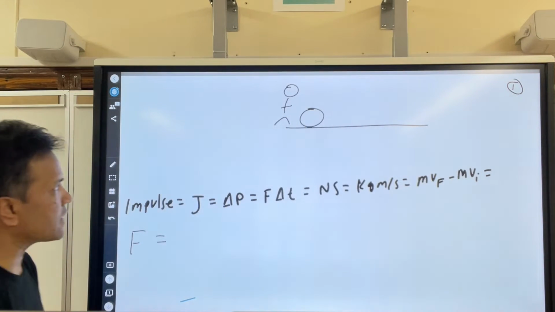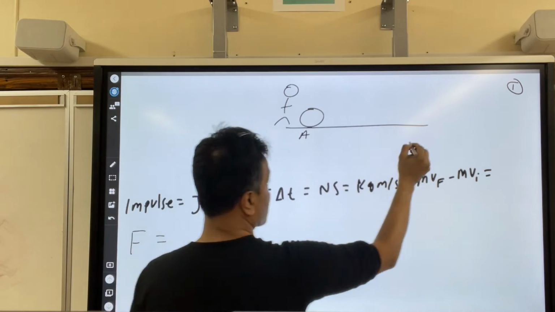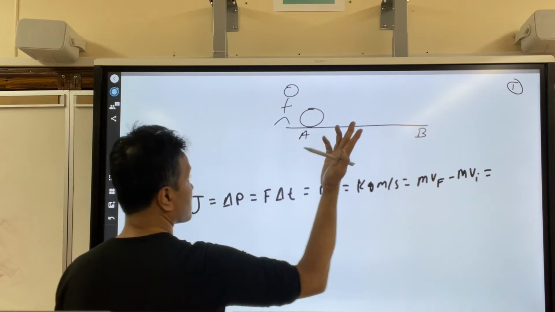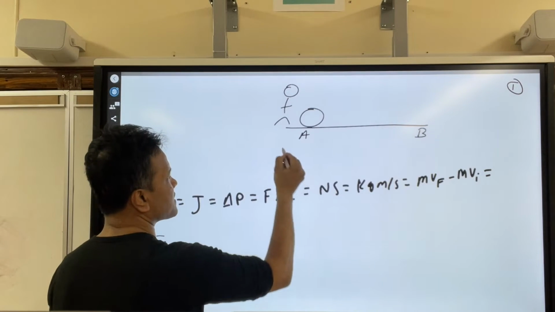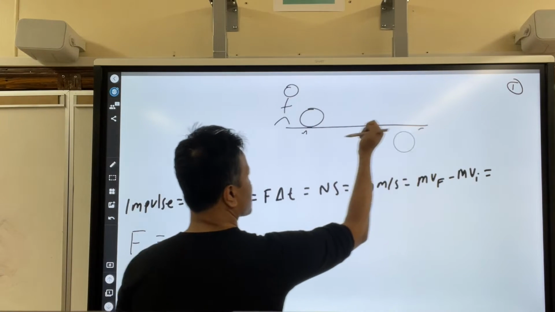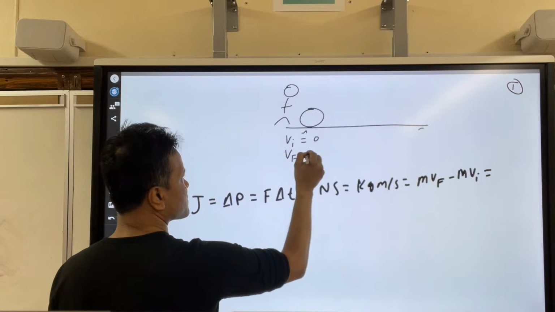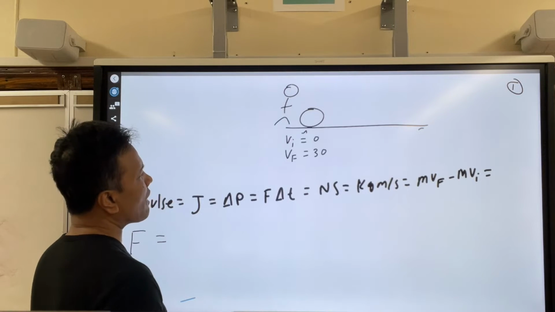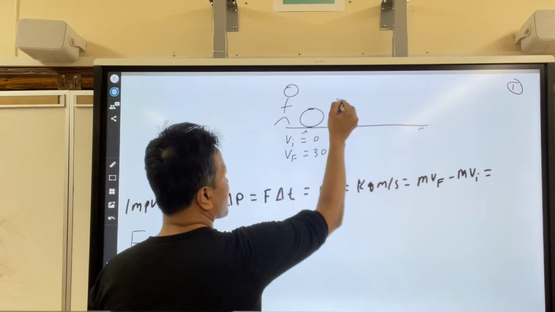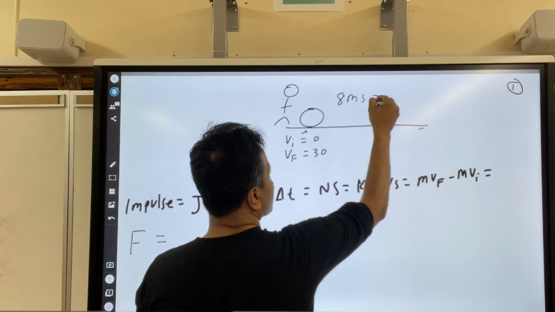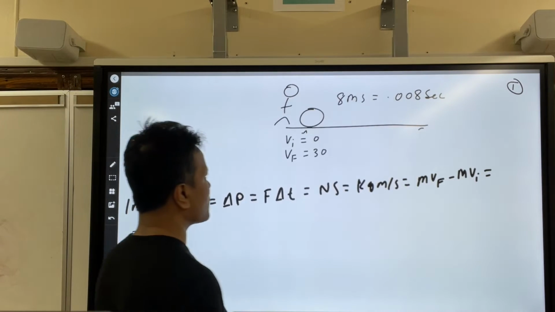Okay, good. What did I give you? I gave you location A, location B. I gave you velocity. The football was at rest, so velocity initially is 0. Velocity final is 30. The impact time is 8 milliseconds, and that is 0.008 second.